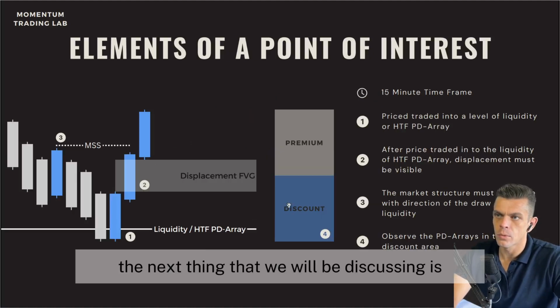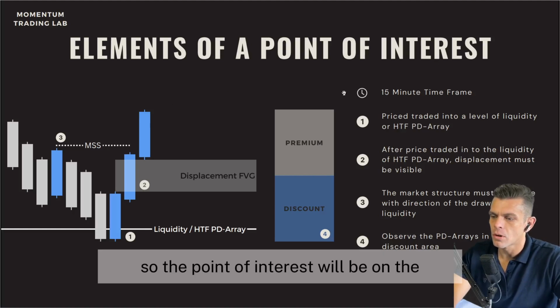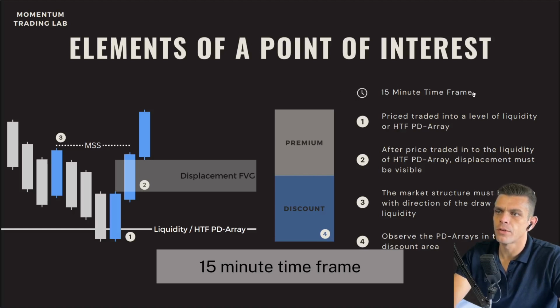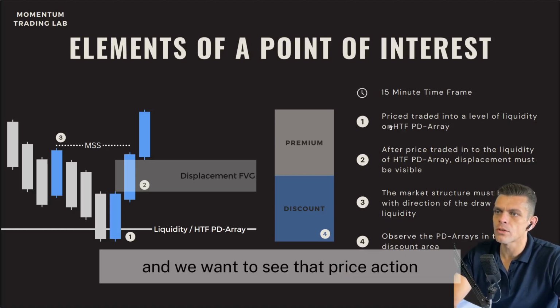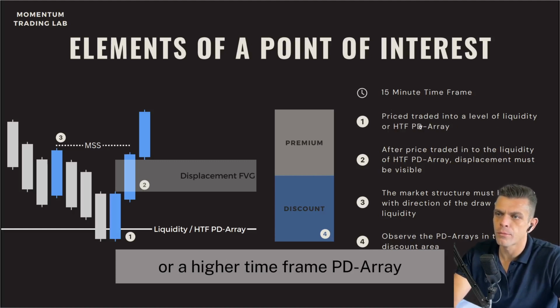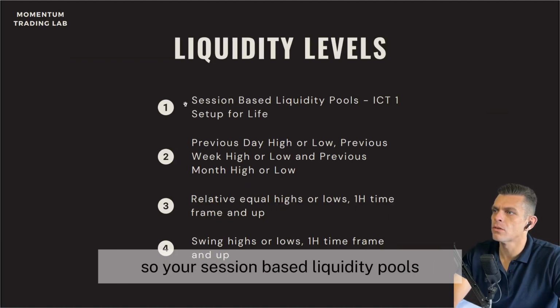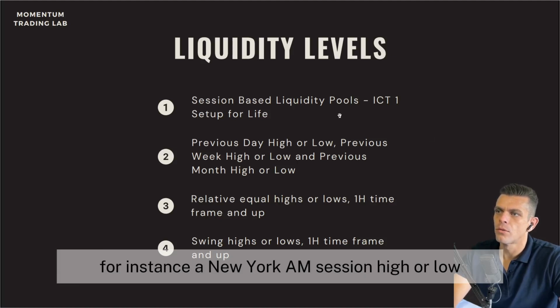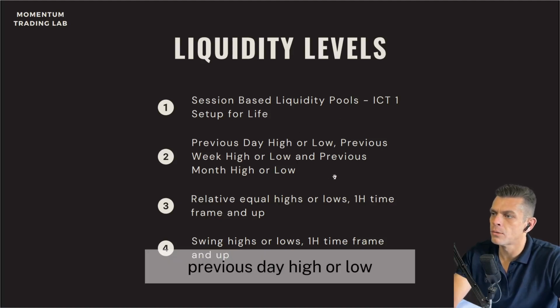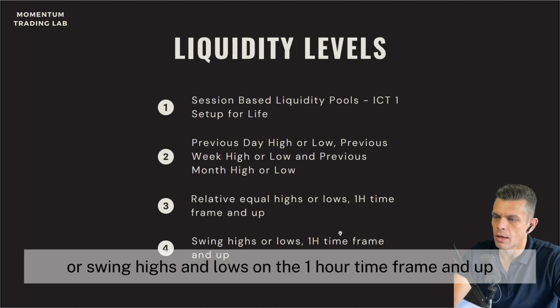All right, so the next thing that we will be discussing is the elements of a point of interest. So the point of interest will be on the 15-minute time frame, and we want to see that price action traded into a level of liquidity or a higher time frame PD array. So level of liquidity refers back to these levels. So your session-based liquidity pools, for instance a New York AM session high or low, previous day high or low, or relative equal highs on the 1 hour time frame and up, or swing highs and lows on the 1 hour time frame and up.